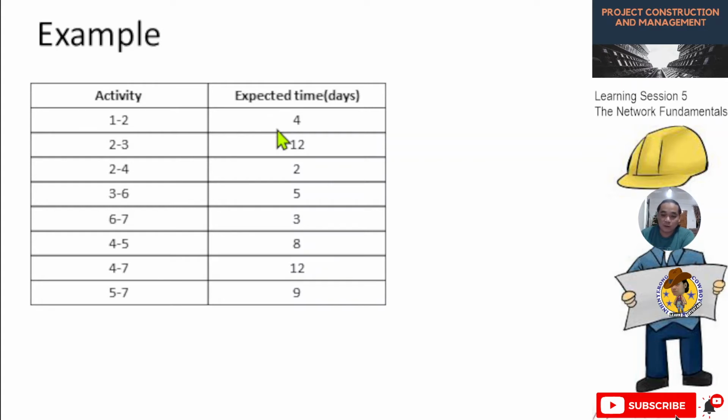So activity 1 to 2, we have 4 days. Activity 2 to 3, 12 days. Activity 2 to 4, 2 days. Activity 3 to 6, 5 days. Activity 6 to 7, 3 days. Activity 4 to 5, 8 days. Activity 4 to 7, 12 days. And activity 5 to 7, 9 days. So this is the data that we need to convert into a precedence diagram or a CPM diagram.